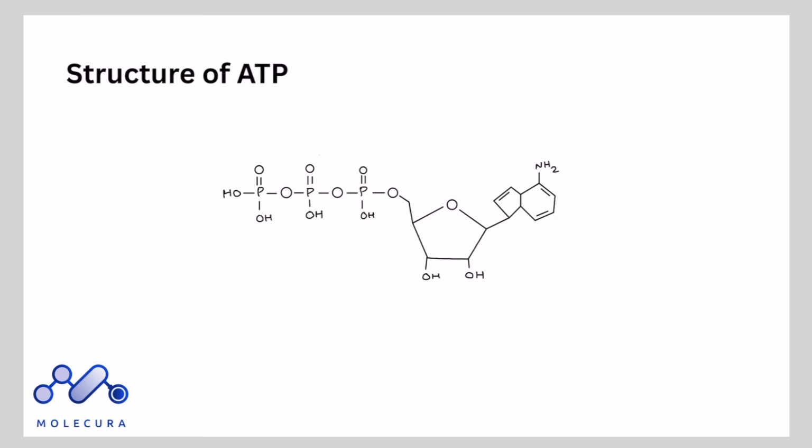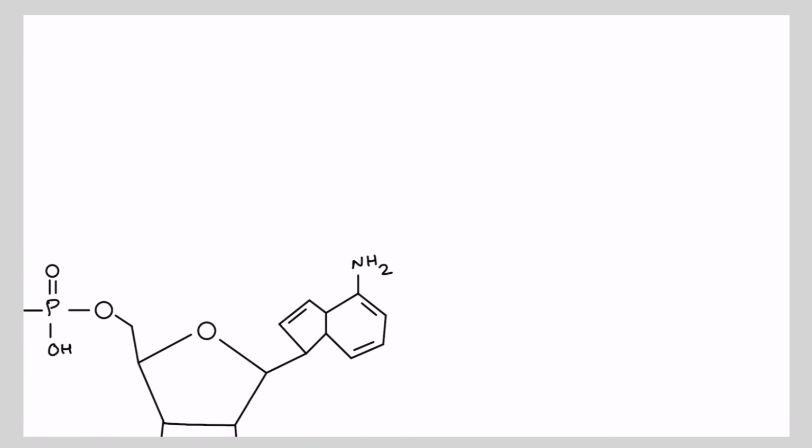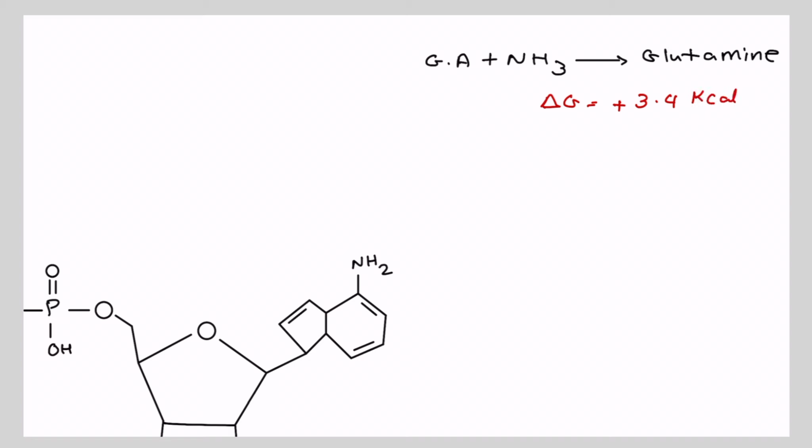So now we are going to be talking about the structure of ATP. Before we go ahead, let's try to write a chemical reaction here. So this reaction happens in our body. It's glutamic acid reacts with ammonia, and it's going to give us glutamine. So for this reaction to happen, we are going to need energy. Why? Because the delta G of this reaction sits at plus 3.4 kilocalorie per mole. Now, what does this mean is that this reaction is not going to go forward unless there is some input of energy.